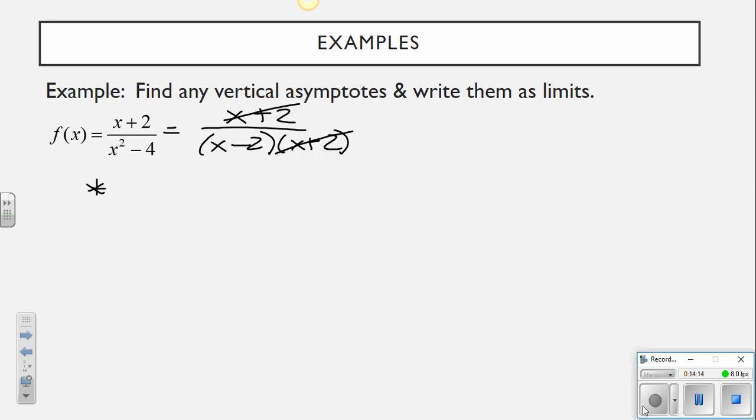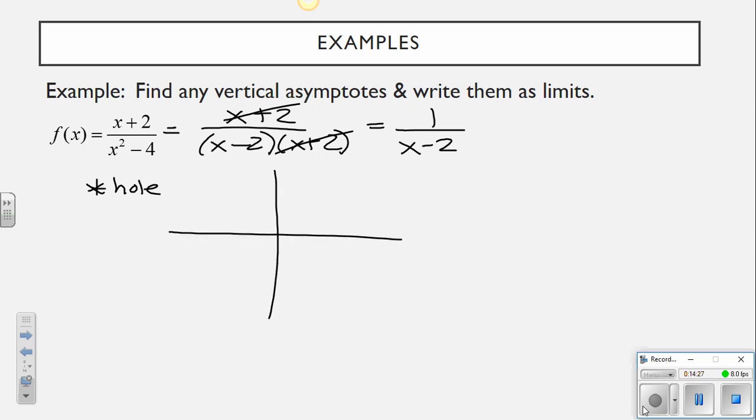That means you're going to have a hole on your graph, correct? Does that make sense? And what's going to be left over? It's a rational function, 1 over x minus 2. All right, rough sketch. What does this look like? Where's your vertical asymptote going to be? Have you been reflected over the x-axis at all? Nope. So that means it's going to be first quadrant and third quadrant. Correct? Rough sketch.